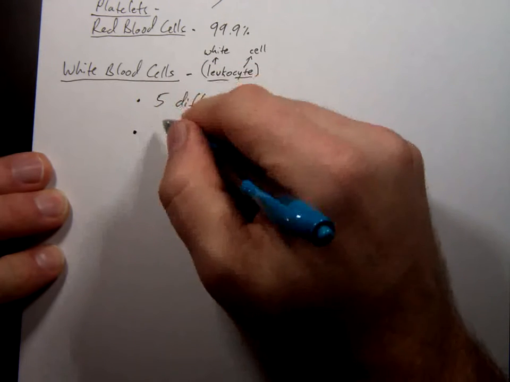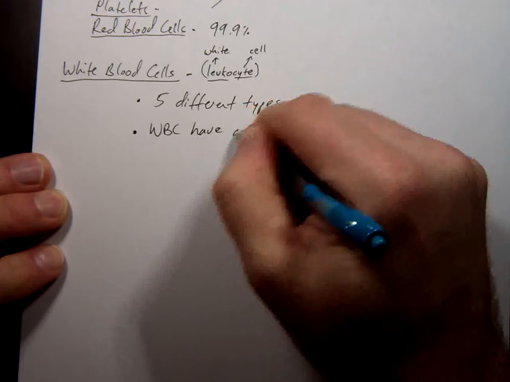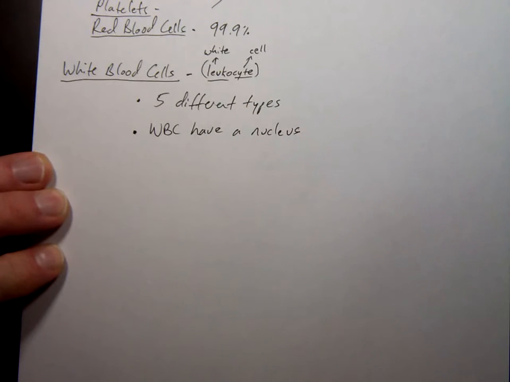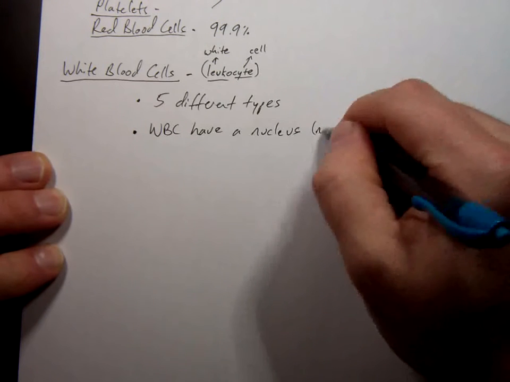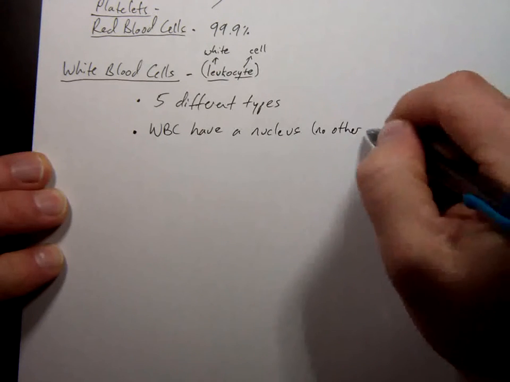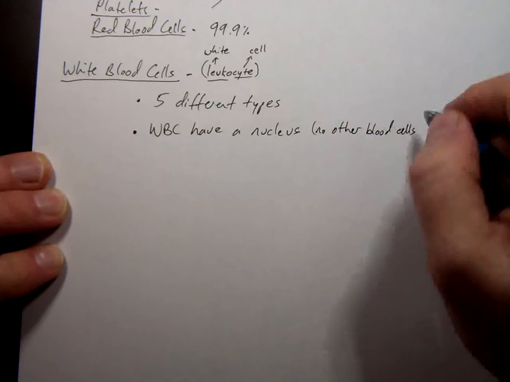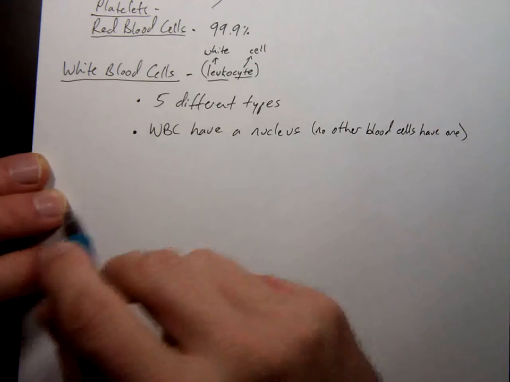All right, white blood cells have a nucleus, which makes them different than the other types of cells. Red blood cells and platelets do not have a nucleus. No other blood cells have one.